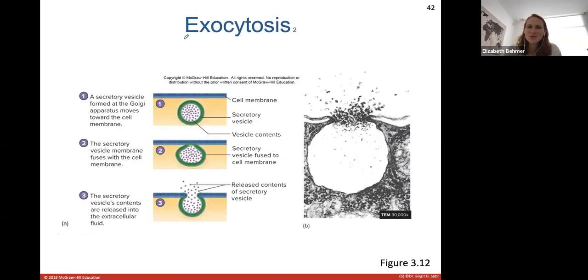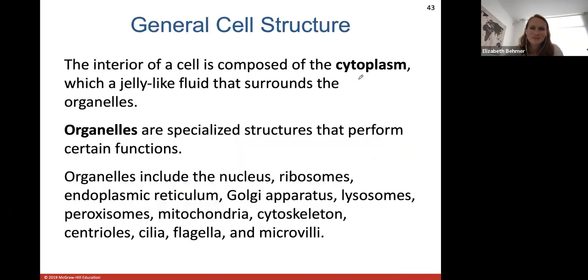So here's a look at exocytosis. We have a secretory vesicle with vesicle contents inside of it. The vesicle will fuse with the cell membrane and then actually spit out, or kind of like vomit out, the contents inside that vesicle. And this is a transmission electron microscope image at about 30,000 times magnification of a cell undergoing exocytosis. And you can see these contents are just being spewed out of that cell. A pretty cool picture.